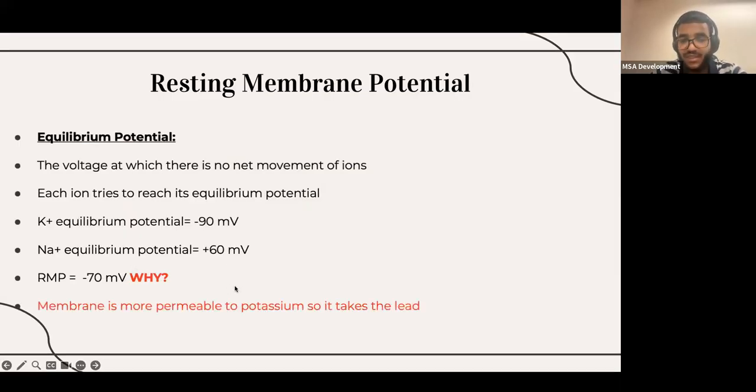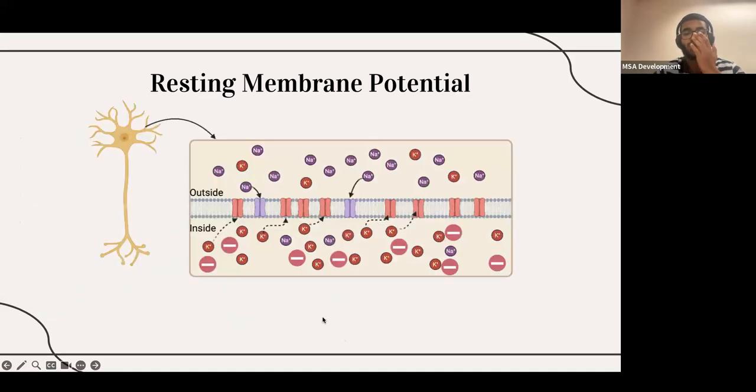And why is that? Again, because the membrane is much more permeable to potassium, so potassium takes the lead. So that's why the resting membrane potential is way closer to potassium's equilibrium potential than it is to sodium's equilibrium potential, since the membrane is more permeable to potassium. Okay, so I hope this point is clear.